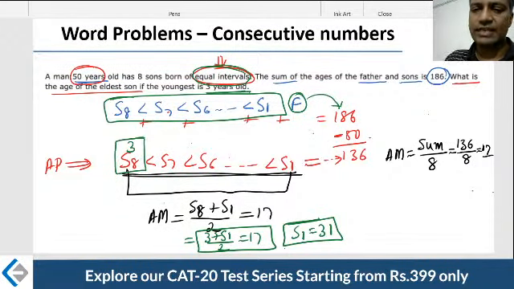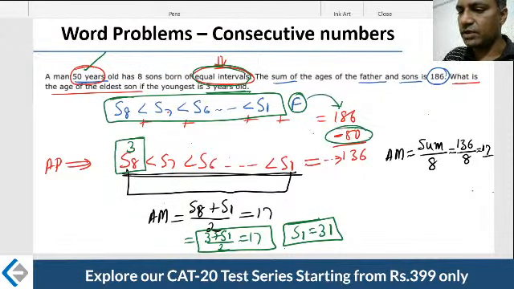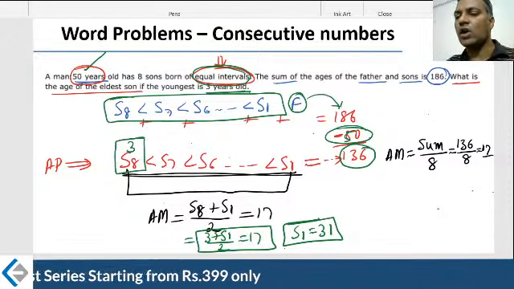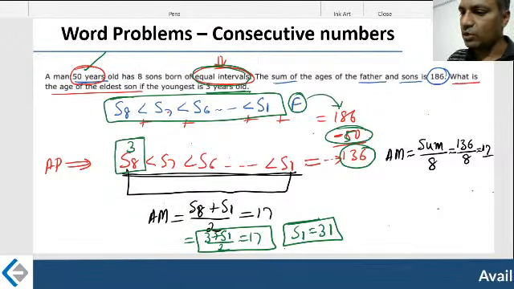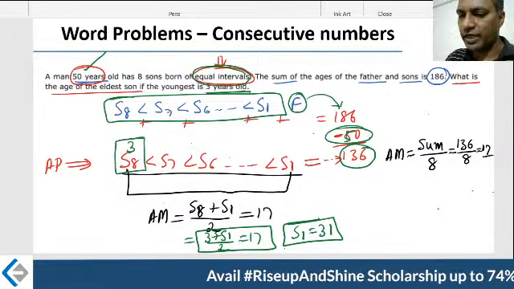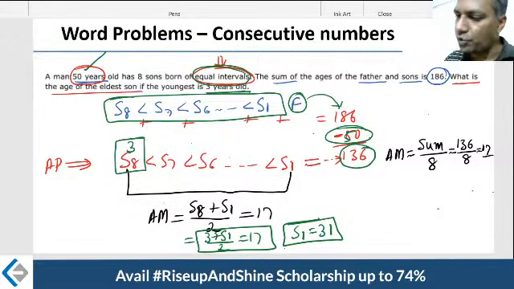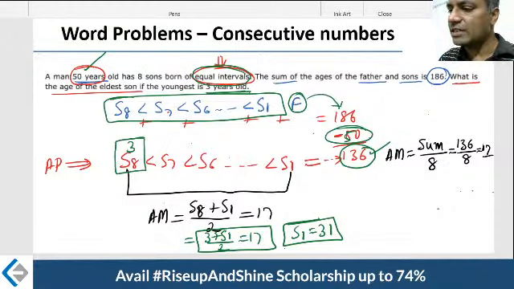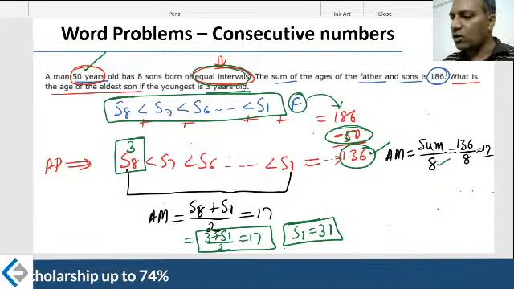Out of this, what is the age of the father? The age of the father is 50 years. I subtracted it, and therefore got the sum of the ages of all 8 kids put together. Can I find their average age? Of course I can. The sum of their ages is 136, and there are 8 kids. Therefore I got the average.